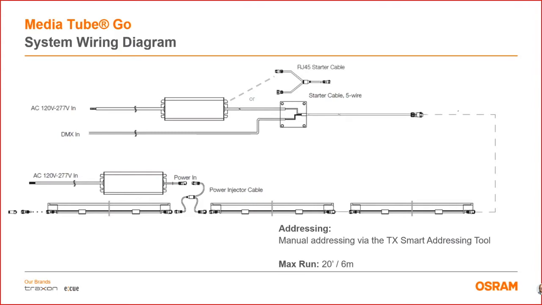So providing power to either our starter cable or our RJ45 starter cable, you could feed power and data directly into the chain with a line up to 20 feet max per power supply. And with the power injector cable, you could extend that data run by feeding in additional power to that run. Additionally, please note that this product is manually addressed utilizing Traxon's new TX Smart Addressing tool.